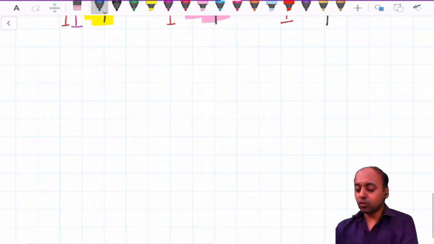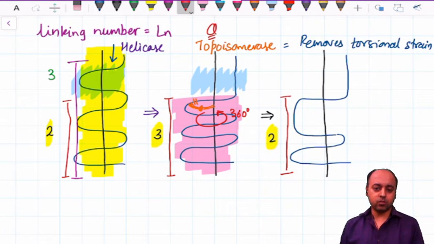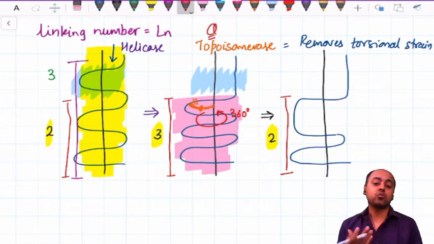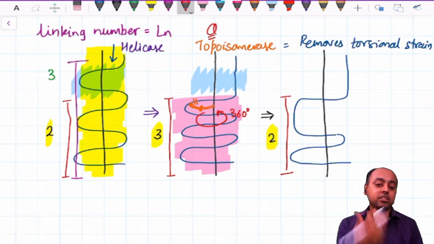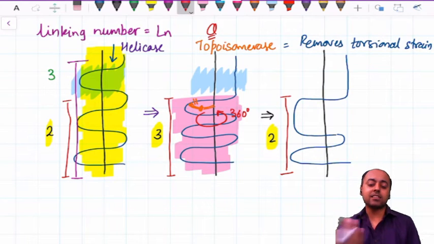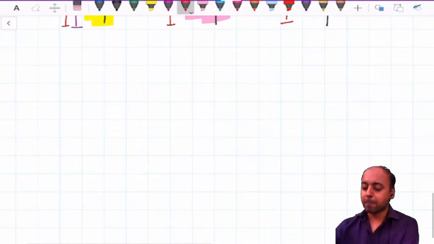Little bit more about topoisomerase, because the topoisomerase is a commonly asked question which you should be able to answer. What do you mean by topoisomerase? So you can say topoisomerase reverses the torsional strain by decreasing the linking number, and you can draw this diagram that how the helicase is increasing the linking number and how the topoisomerase acts and thereby removes the torsional strain.